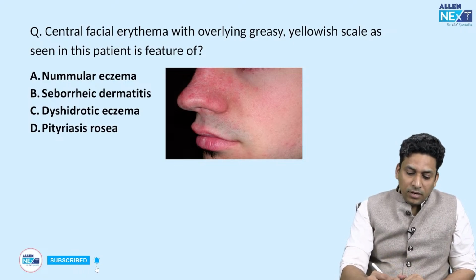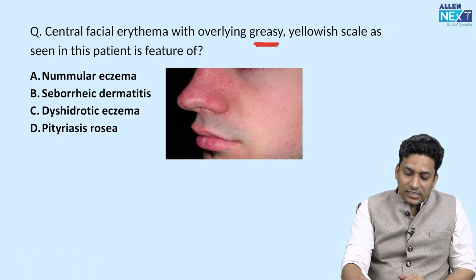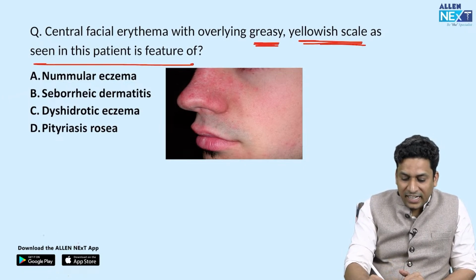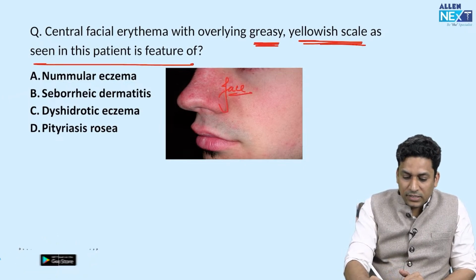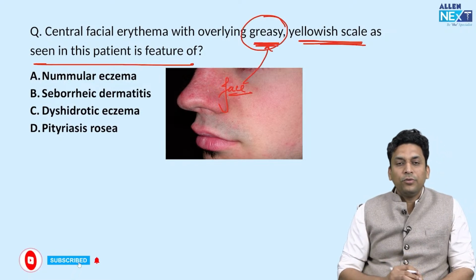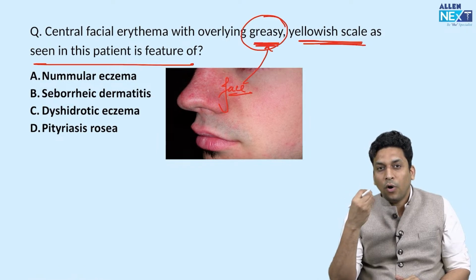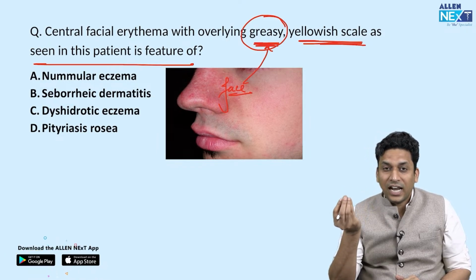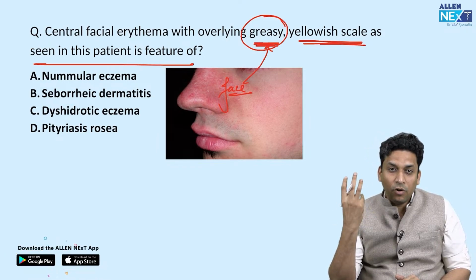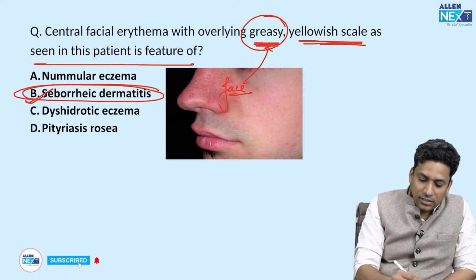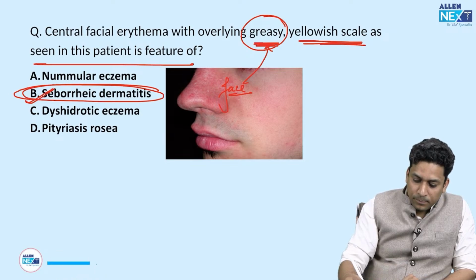Central facial erythema with overlying greasy, yellowish scales as seen in this patient. So the site involved is face, and over the face greasy lesions are present, and all of you know greasy or oily lesions are why? Because of the oily secretions of sebaceous glands which can get involved in seborrheic dermatitis. Yes, the answer here is seborrheic dermatitis.